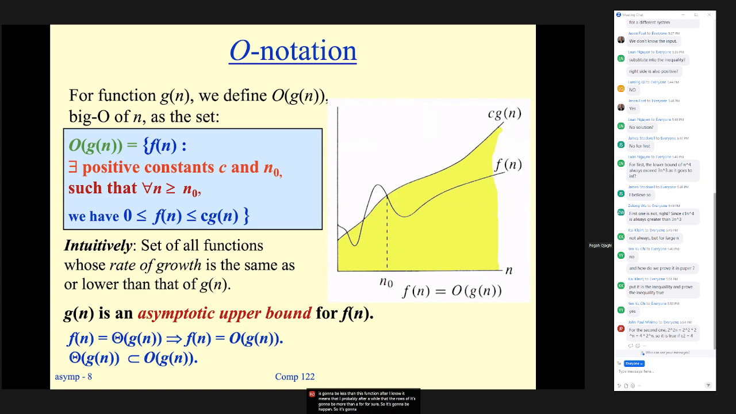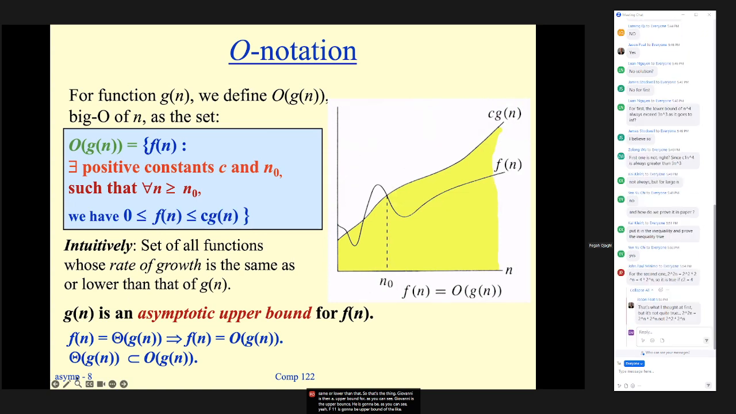So it's the set of all functions whose rate of growth is the same as or lower than g of n. It's the same or lower because it includes equality. So g of n is an asymptotic upper bound for f of n. As you can see, g of n is the upper bound of f of n.